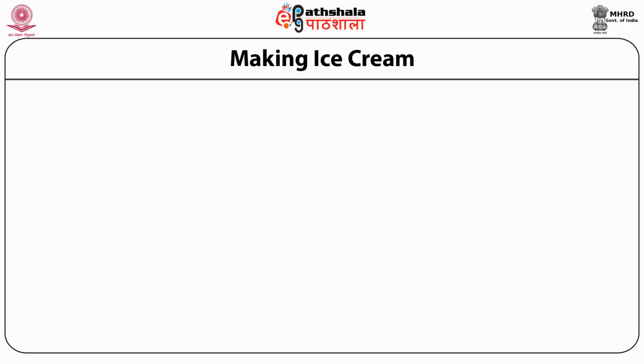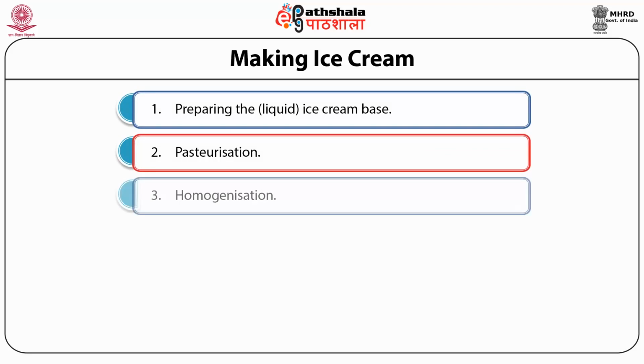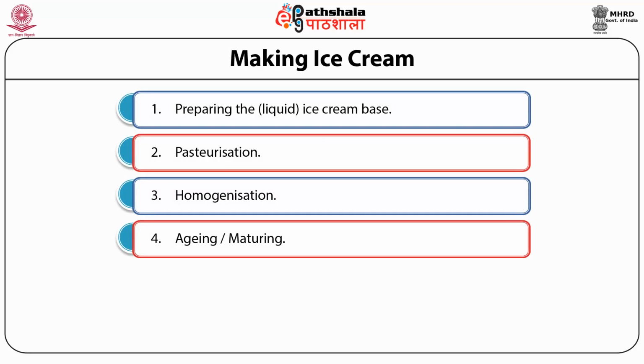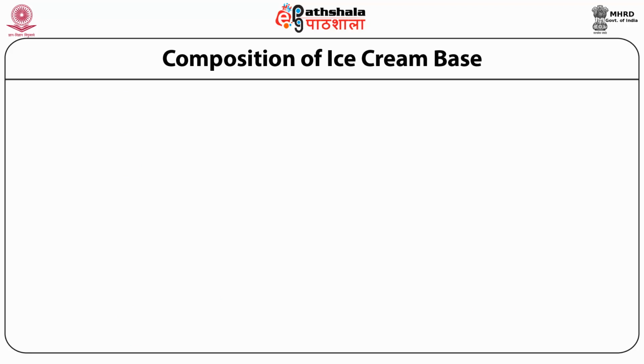After getting accustomed with the ingredients of ice cream, let us know how ice cream is made. Ice cream making can be divided into 6 processes. That is, first of all, preparing the ice cream base, then pasteurizing it, homogenizing it, aging it, freezing it, and hardening it. First of all, the ice cream base is made to be taken for different further processes.